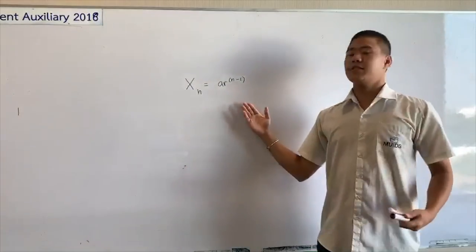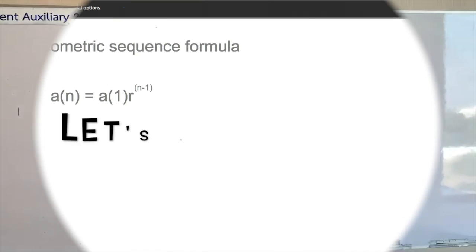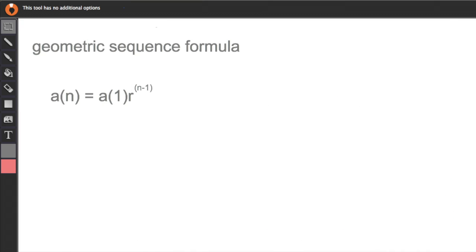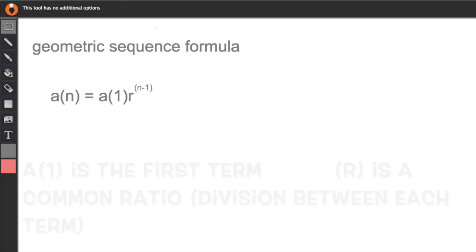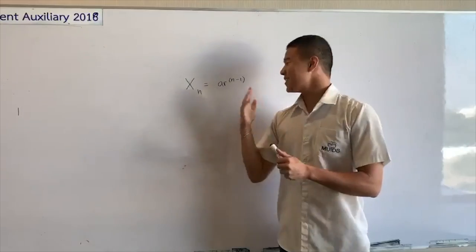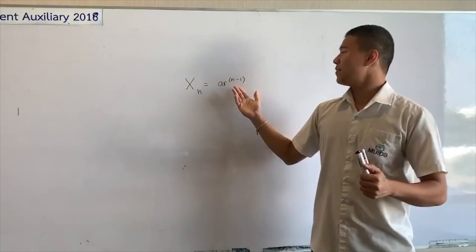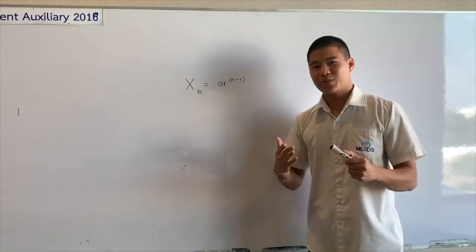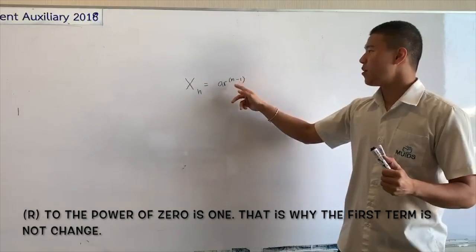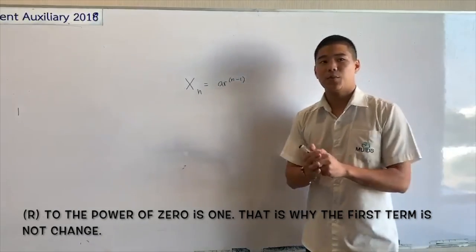This is the formula that I was talking about. The reason that we use n minus 1 in this formula is that for the first term we want the exponent to be 0, so the first number will not change.